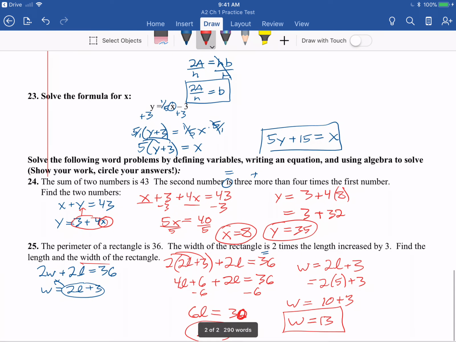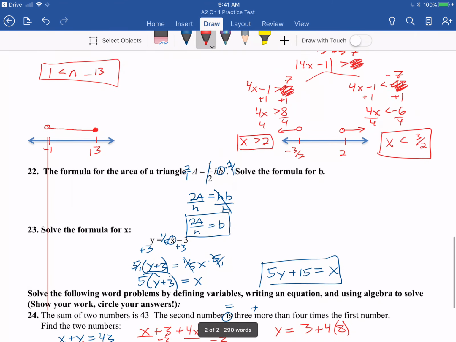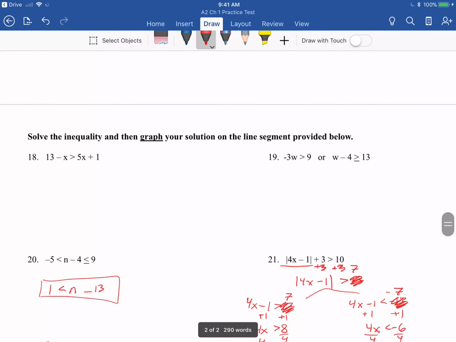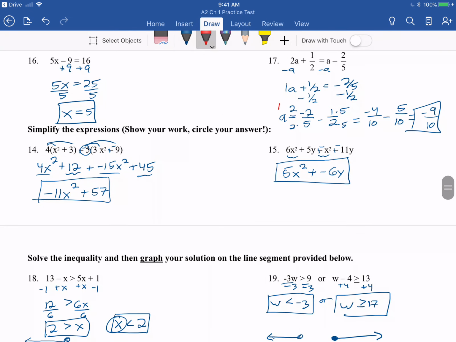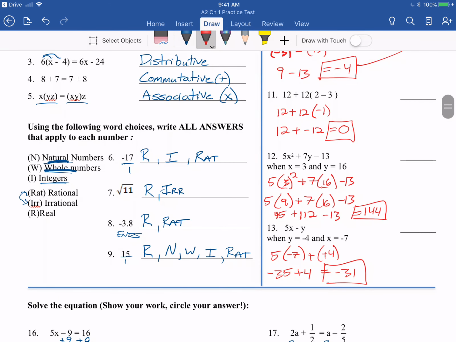Awesome. So that does it. That wraps it up for this Chapter 1 practice test. This is the first test of the year, so make sure that you're ready for this. Make sure you know how to do these things. These things are going to be fundamental in doing the rest of Algebra 2.